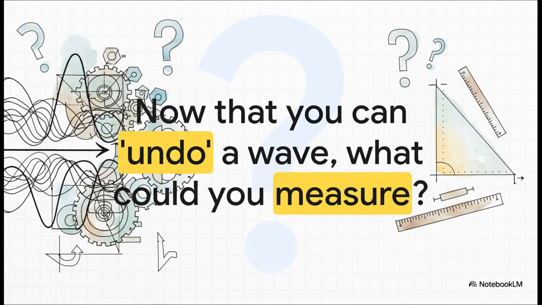So we took these infinite, chaotic, repeating waves, and we found a clever way to tame them, to pick out one single unique angle from a ratio. We basically figured out how to undo a wave, so I'll just leave you with this final thought. Now that you have this incredibly powerful tool in your toolbox, what new things could you possibly measure? What kind of problems can you solve now that were impossible before?